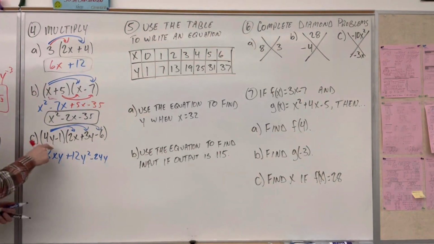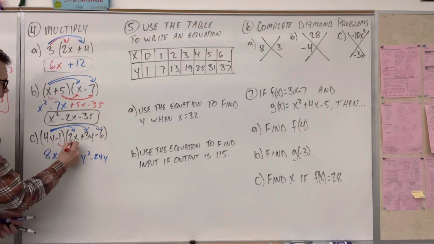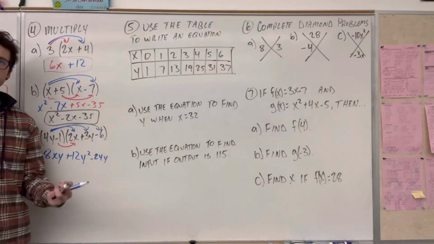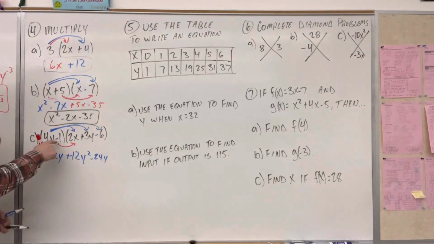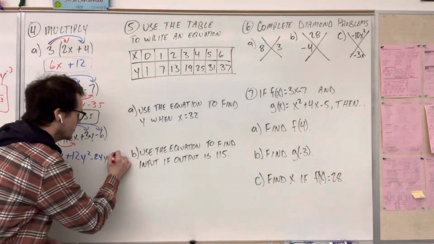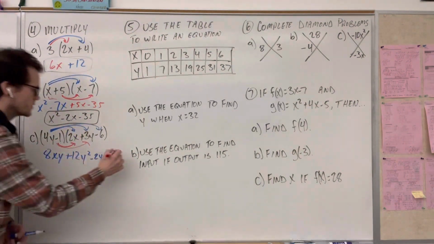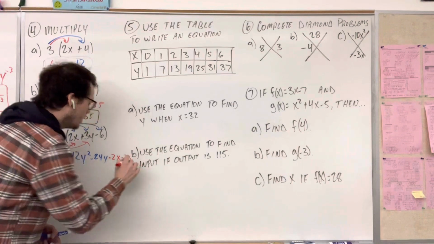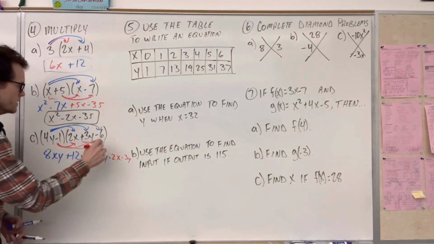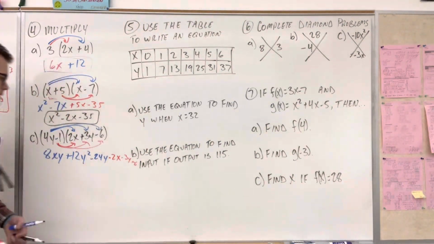Great. Now we're going to forget about the 4y. Focus on this -1. Please don't forget that it's negative. That's a key part of this puzzle here. -1 times 2x is -2x. Running out of room here, this is cool. -1 times 3y is -3y. And then -1 times -6 is +6.